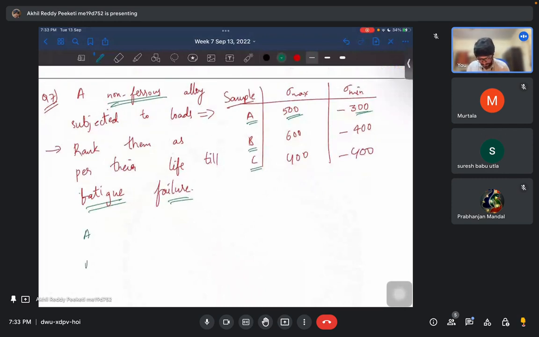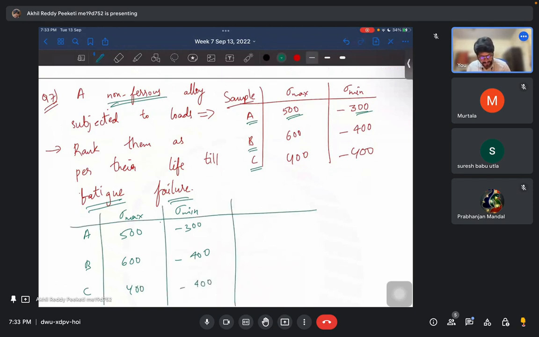We have A, B, C. Then we were given maximum and minimum: 500 minus 300, 600 minus 400, 400 minus 400. Now the first thing in these situations is you need to estimate the sigma amplitude and sigma mean.